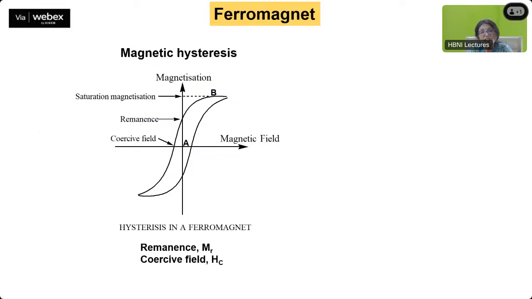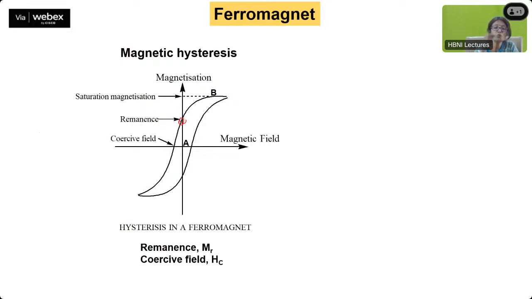So now coming to a very important property of a ferromagnet, which is magnetic hysteresis. What happens is when you are plotting the magnetization versus the magnetic field, as you are increasing the magnetic field, the magnetization value increases. When you decrease the field, it doesn't go back to 0. It still has some magnetization left in it, which is known as the remanence value. As you can see over here, this is that remanence value.